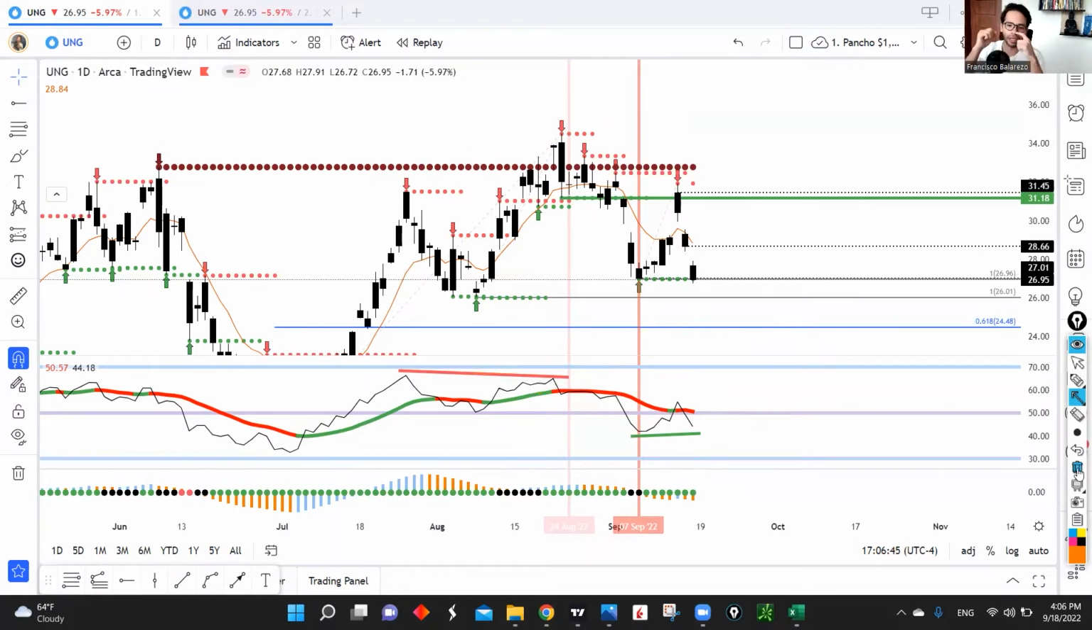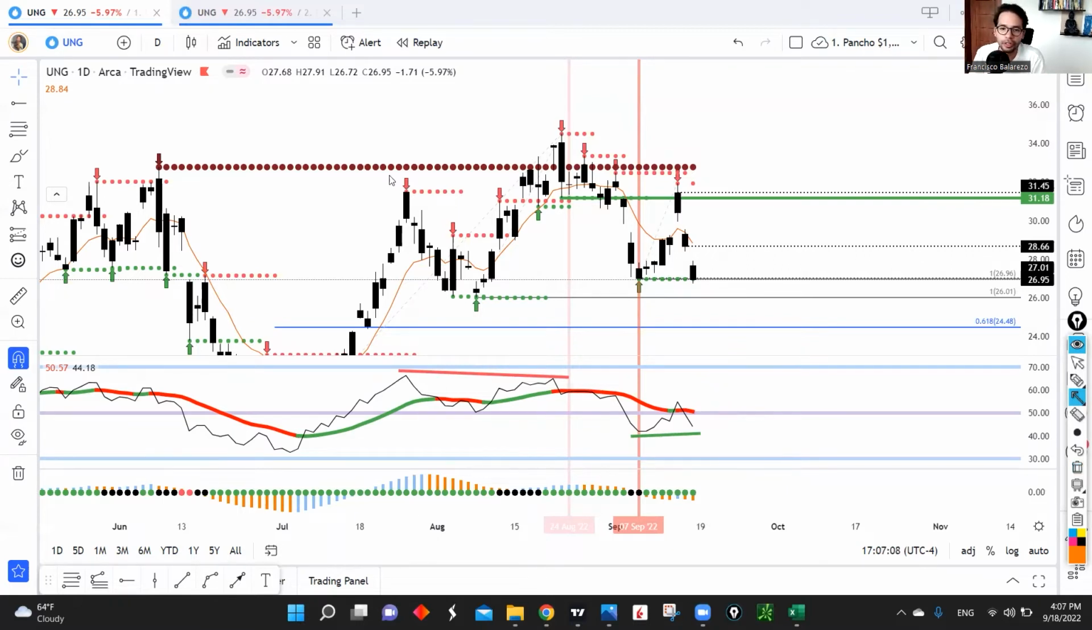And what is really interesting, and something that I'm always trying to show and educate people on, is that momentum changes before structure. Momentum changes before structure. I see this happening time after time, and it's actually pretty powerful.